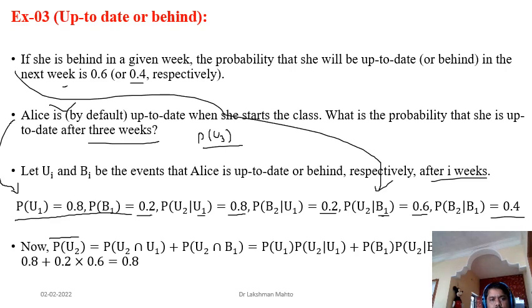So that's why U2 intersection U1 plus U2 intersection B1, that means partition. If Alice is in second week, the partition would be U1 and B1. So that's where these two terms are coming from. Just apply the multiplication rule, and that is what we call total probability. Apply this and calculate it here, and finally you will get 0.8. Any question? Anyone is having any question? No. Okay, fine.